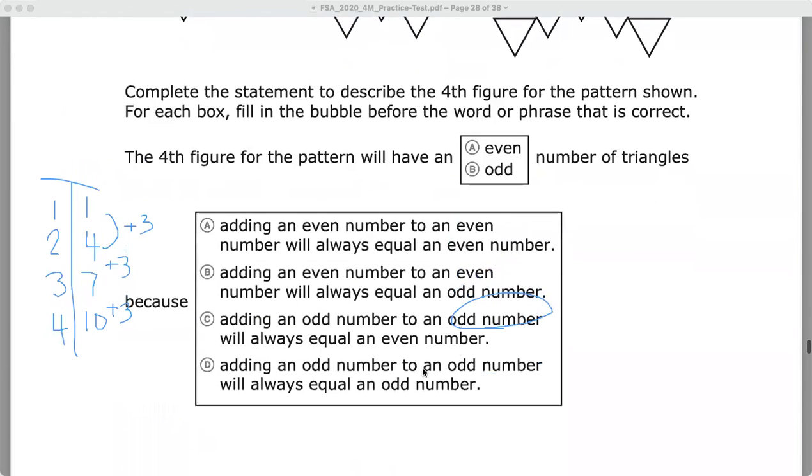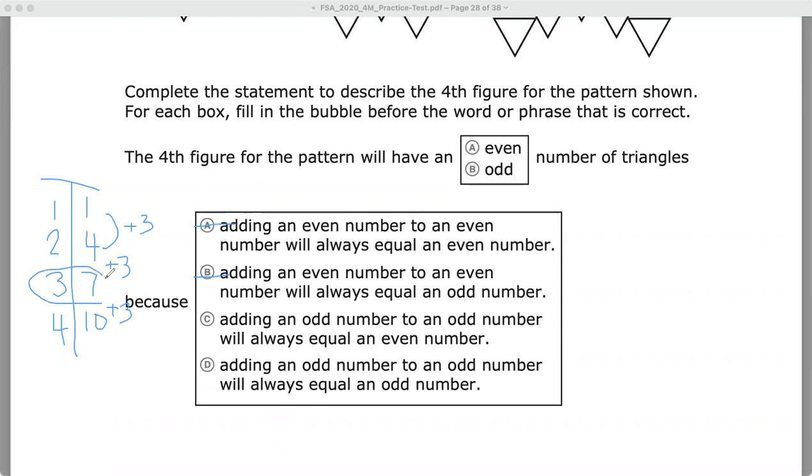But then if you go a little bit further down, it wants us to say why it would have an even number of triangles. So you kind of have to know that you're adding 3. You're adding a triangle to the top, a triangle to the left, and a triangle to the right. So that's 3 triangles each time. So you're adding an odd number because 3 is odd. So it's not going to be A or B because those both say adding an even number. So you're adding an odd number.